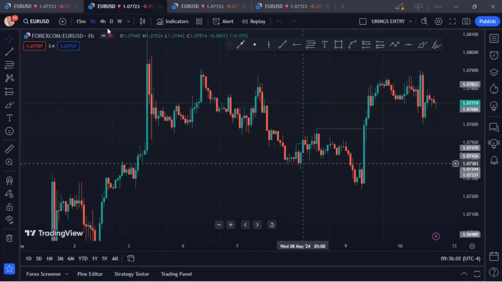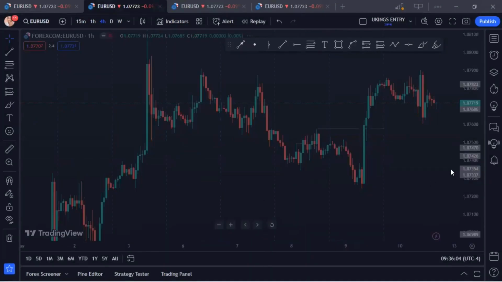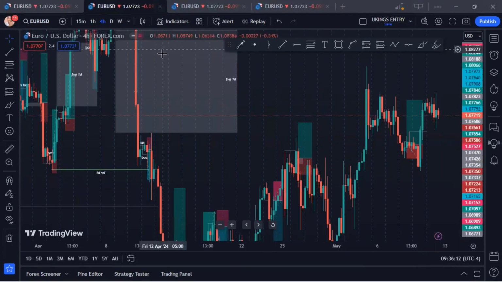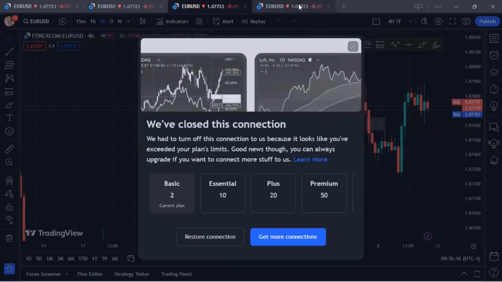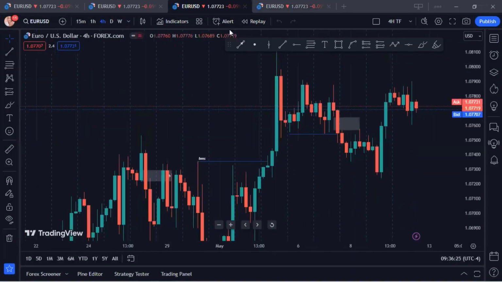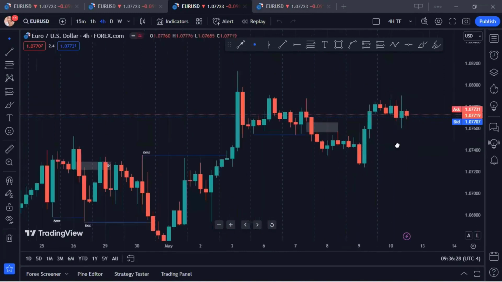All right, so let me take you guys to the 4 hours, and at least you are going to learn how I look at the marketplace. Now checking the 4 hour time frame. This is the 4 hour time frame, and that's what I'm looking at in the market.